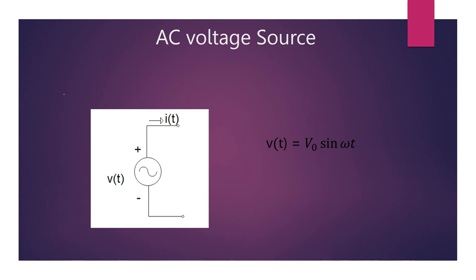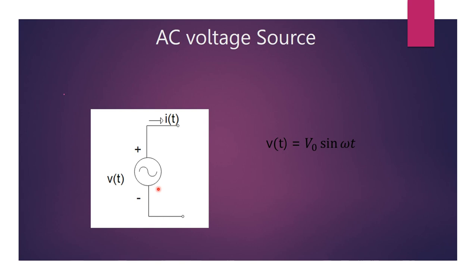Now this is a sinusoidal voltage source. The voltage V across whose terminals varies sinusoidally with time, and this typical voltage v(t) is equal to V0 sin omega t. The circuit representation of the sinusoidal voltage source with reference polarity is here, plus and minus.